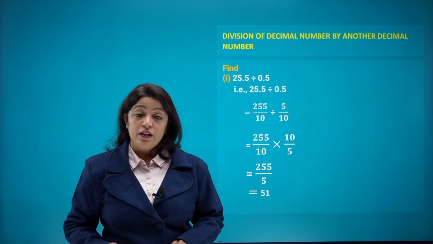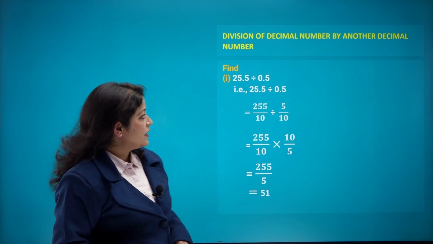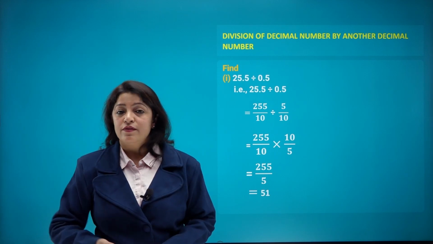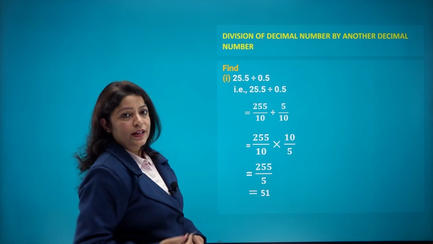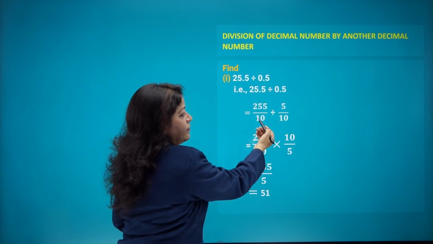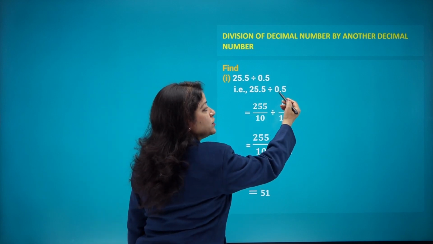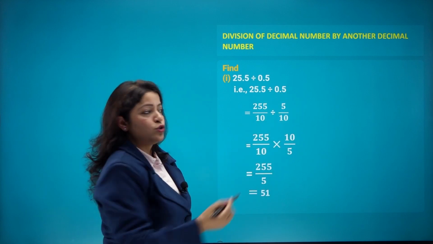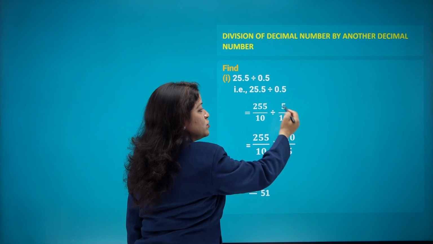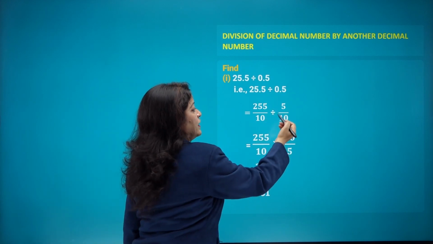What happens if we divide a decimal number by another decimal number? Let us take an example, 25.5 is divided by 0.5. So, in this case, first we remove the decimal of this 25.5 by dividing it by 10, because there is one digit after the decimal, and here also since there is one digit after decimal, so we remove the decimal, it becomes 0.5, or simply we may write it as 5 also, and 5 is divided by 10.